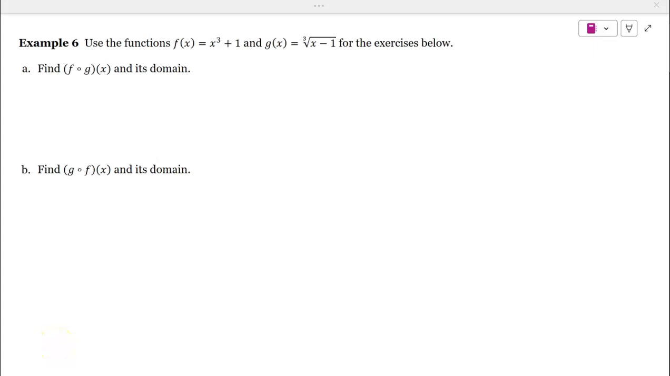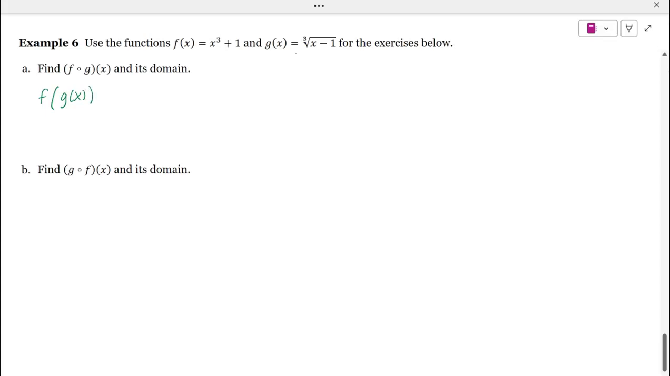Use the functions f(x) and g(x) for the exercises below. We are going to evaluate the composition function in both directions and then find the domain of the new function. So for example A, we are trying to find f(g(x)).